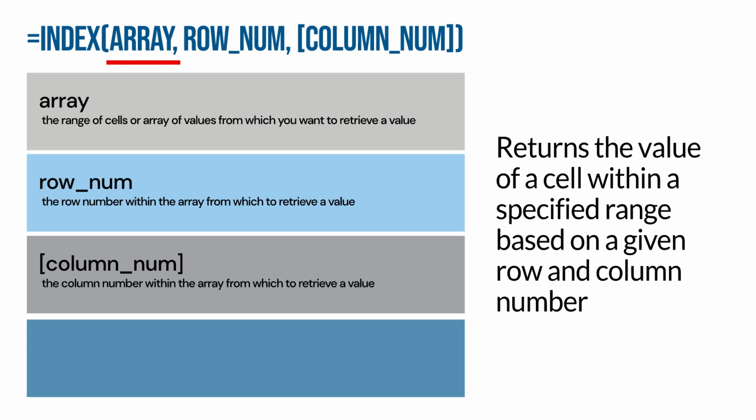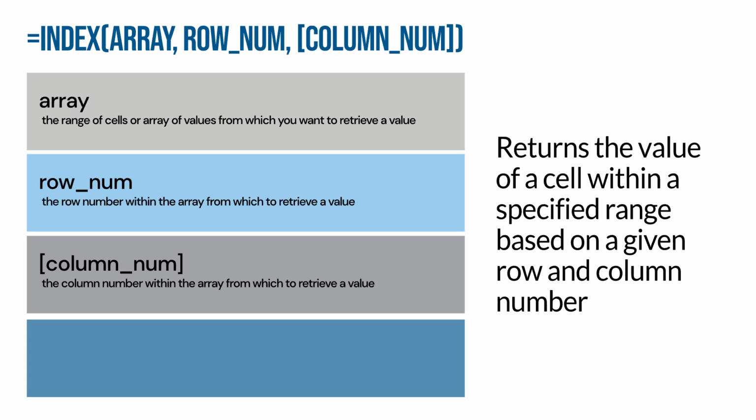Array. This is the range of cells or array of values from which you want to retrieve a value. It can be a single column, a single row, or a two-dimensional range of cells. Row_number. This specifies the row number within the array from which to retrieve a value. If the array is a single row, this parameter is optional. Column_number. This specifies the column number within the array from which to retrieve a value. If the array is a single column, this parameter is optional.